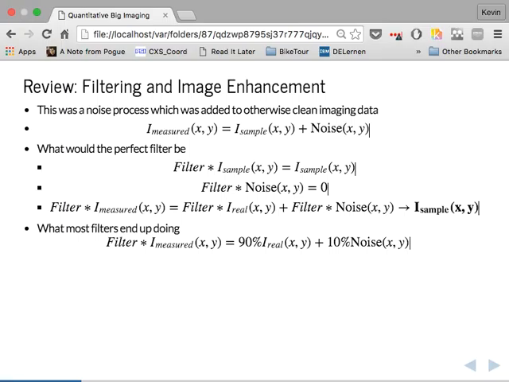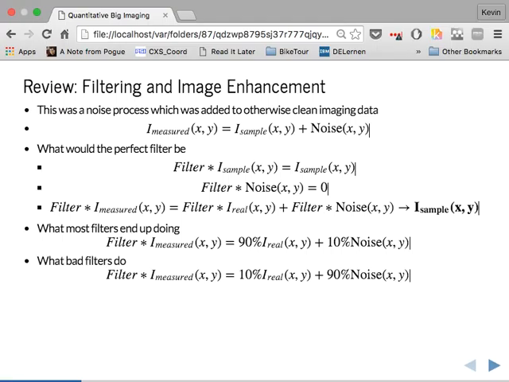What most filters end up doing, in a really good case, is you have your measured data, you apply your filter, and you end up with about 90% of what's really coming from your sample, and maybe 10% of what the noise was. And so you reduce the noise a lot, and you reduce the content of the image a little bit.